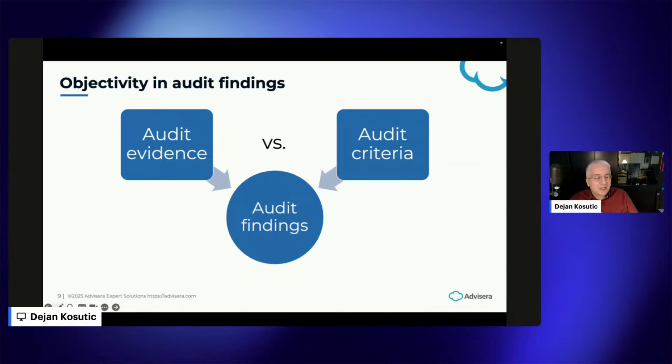So this is the way to do it in an objective way. You have hard requirements, you have hard evidence, you compare them. If they match, then the audit finding is that everything is fine, and you write yes in this internal audit checklist, or you write no if the evidence shows something that is not clear in the requirement. And this basically eliminates any kind of guesswork.